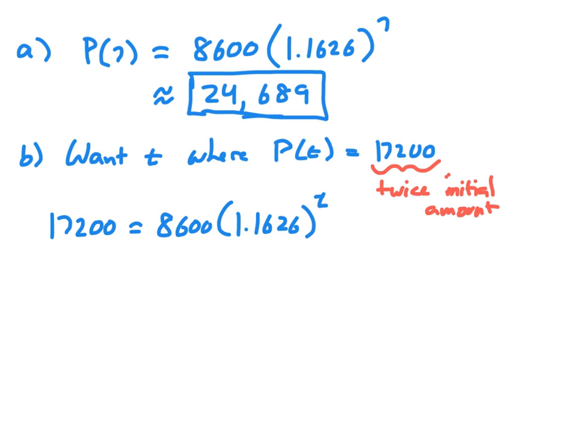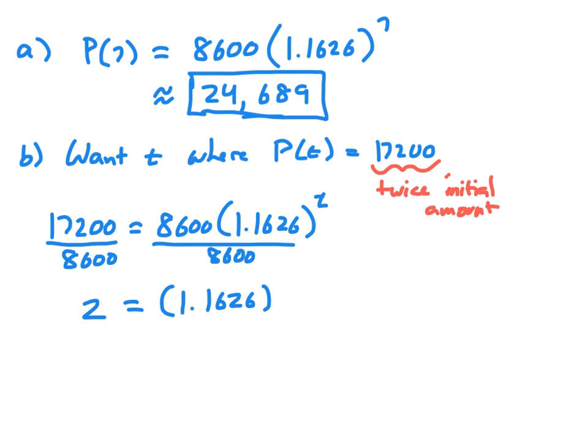Algebraically, very similar to the previous problem. We're going to divide both sides by 8,600. And in this case, I actually am going to simplify because I know exactly what 17,200 divided by 8,600 would be. It's going to equal 2. Remember that 17,200 was developed by doubling 8,600. And so we're going to get exactly 2 over there. So this is a case where we would simplify because it's easy to do.